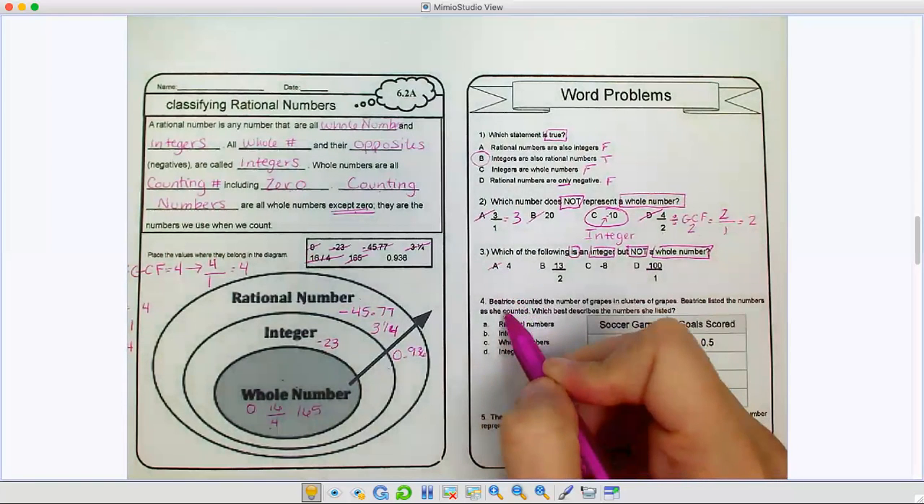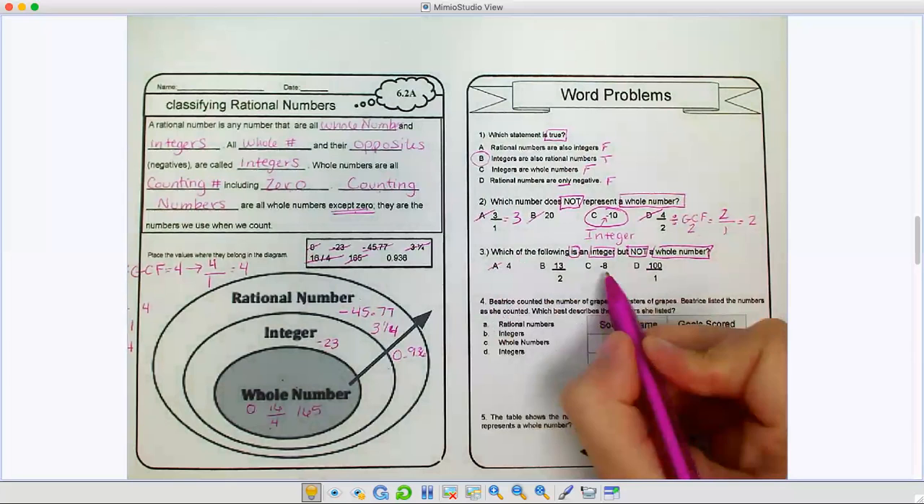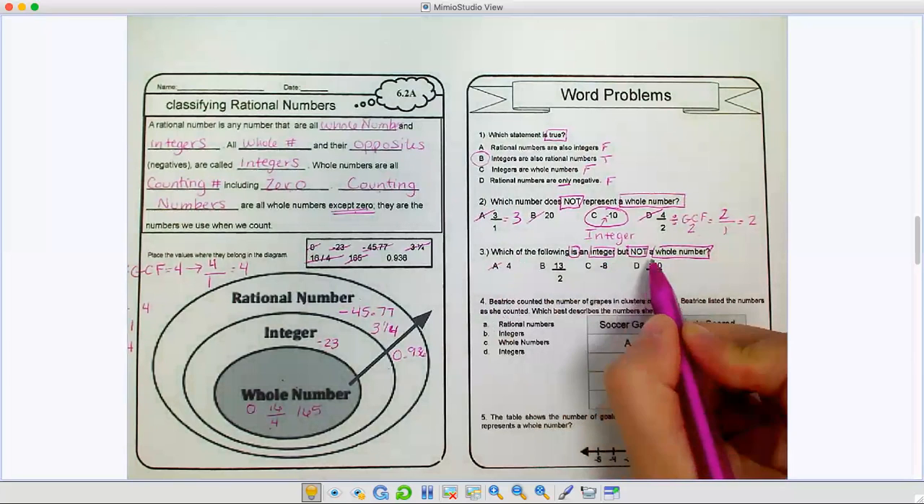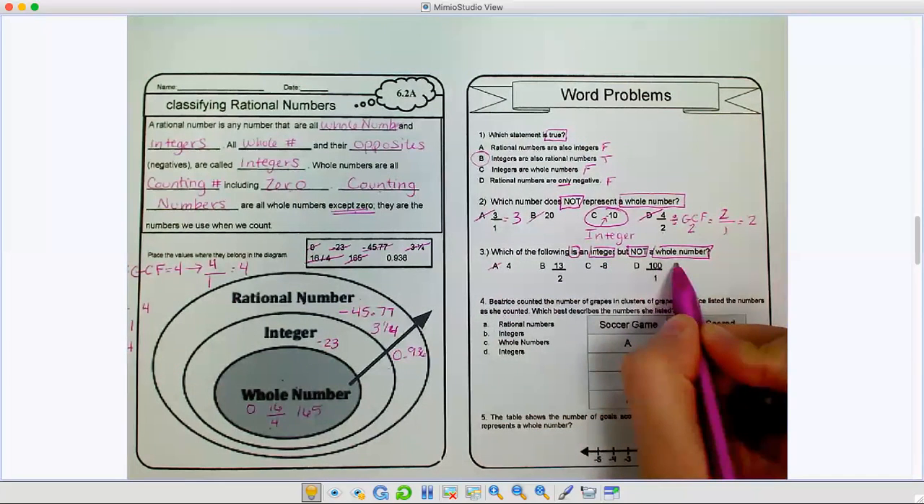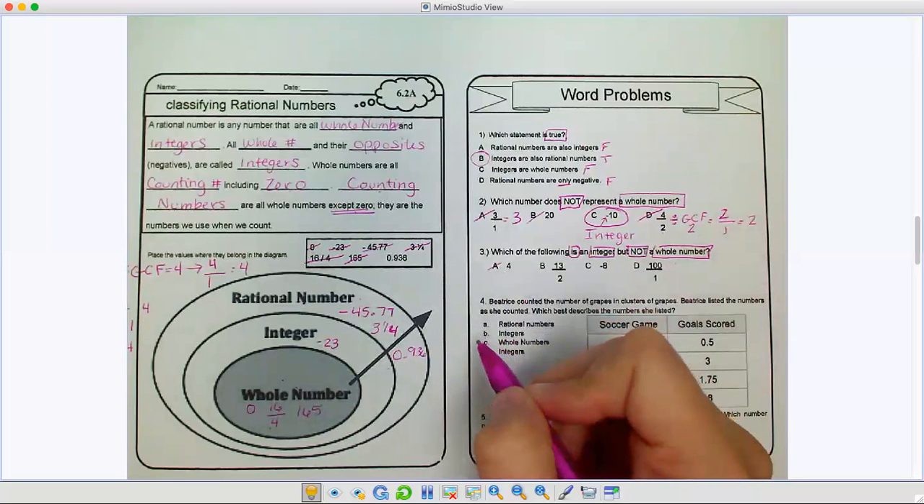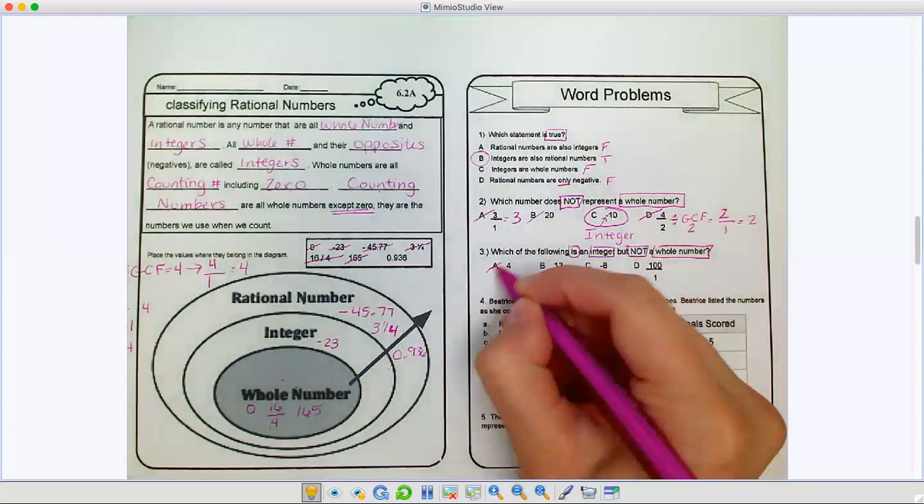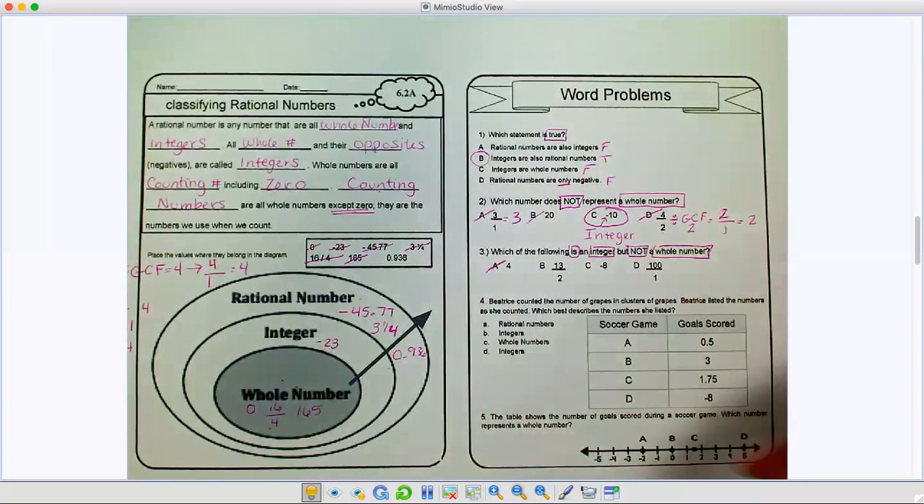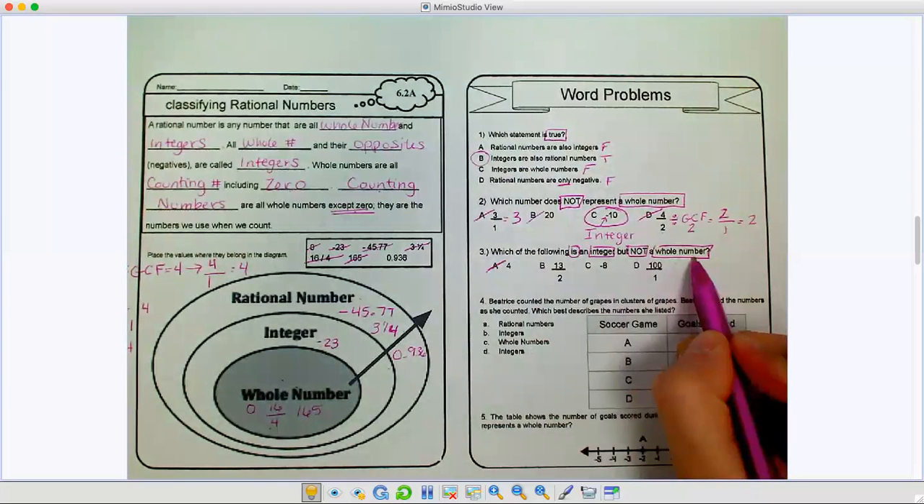Oh, I read this wrong, excuse me. I just made a mistake. It is an integer, but not a whole number. So because this is a whole number, we have a possibility. It is not a possibility because it's not a whole number. Okay.